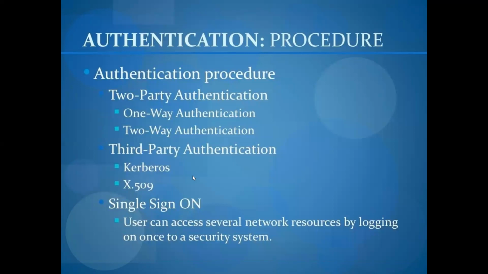The authentication process has two-party authentication and third-party authentication. Two-party authentication includes one-way authentication and two-way authentication. Third-party authentication uses Kerberos or X.509 single sign-on processes. The user can access network resources by logging on to the security system. Other parts we can see in the next slide.